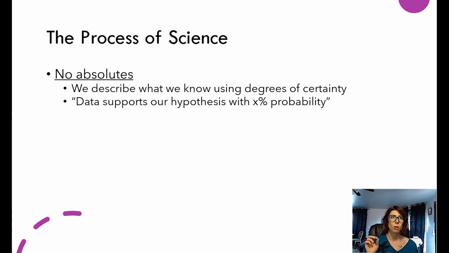So we describe in science what we understand using degrees of certainty. Data supports our hypothesis with 95% probability, 99% probability, and so on. This is what statistics is for. We can calculate our level of certainty for findings by quantifying the noise or the messiness in the data and comparing that noise to the strength of the signal in our data and considering our sample size.